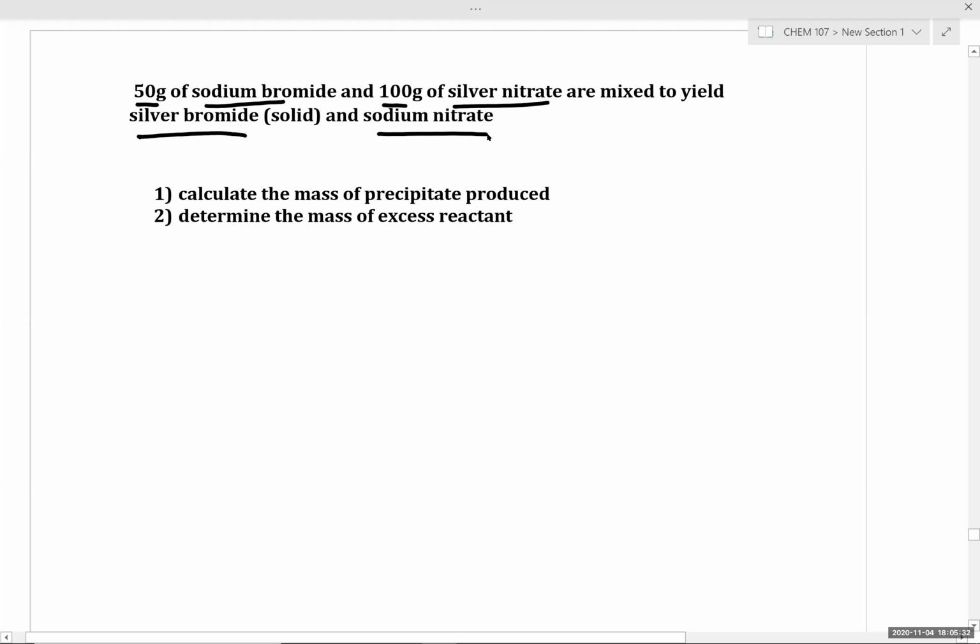Now, the first thing that we need to do is develop a chemical equation. So critically for the chemical equation, we need to know the formulas. So sodium bromide is NaBr. Okay, we cross our charges, and that gives us a 1-to-1 ratio of sodium to bromine. So we wrote out the formula for sodium bromide.